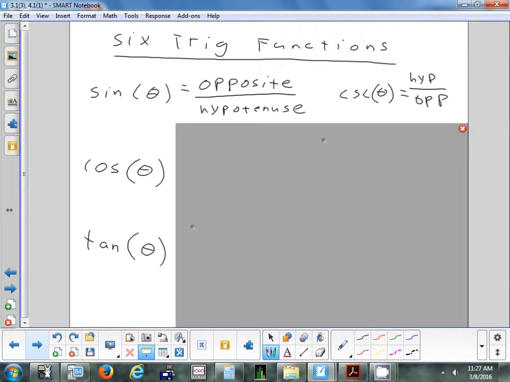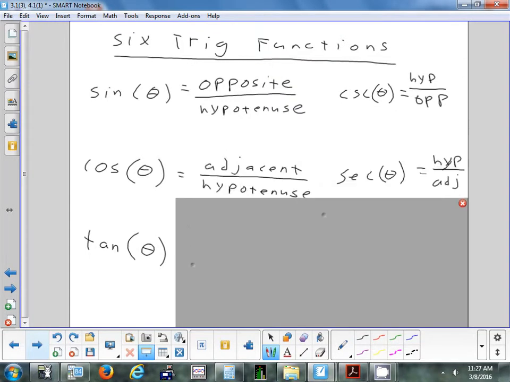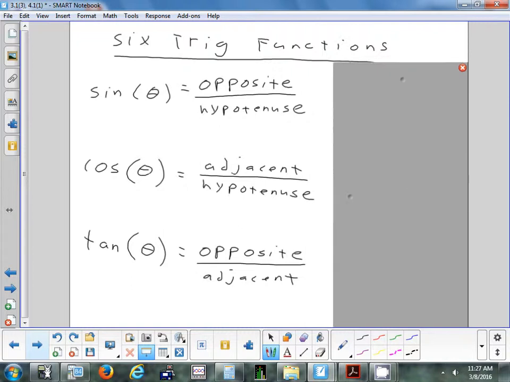Okay, how about cosine? Adjacent over hypotenuse. Yep, adjacent over hypotenuse. And lastly, the tangent is opposite over adjacent.